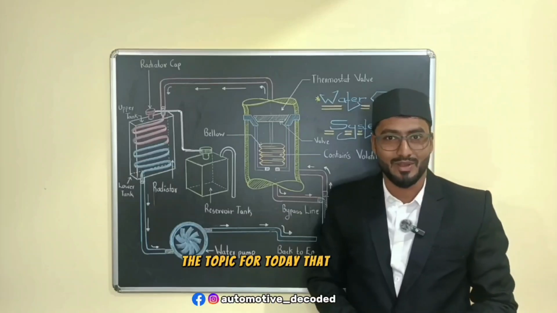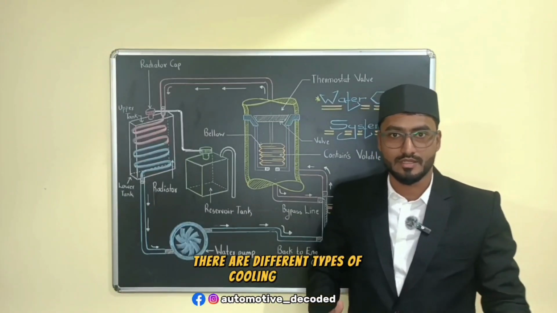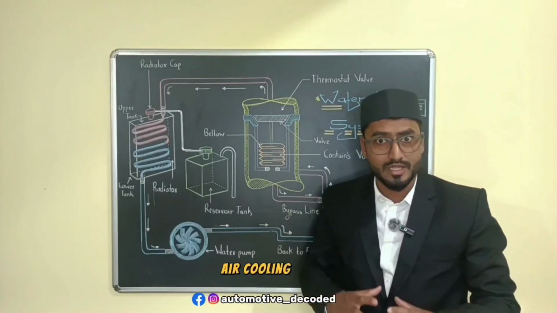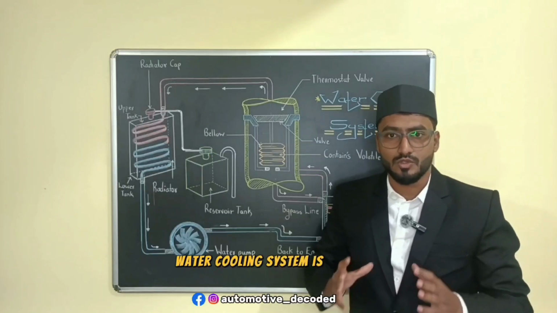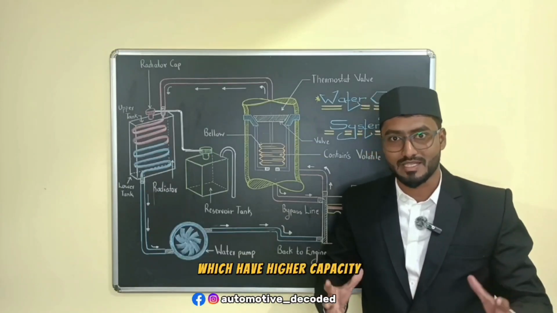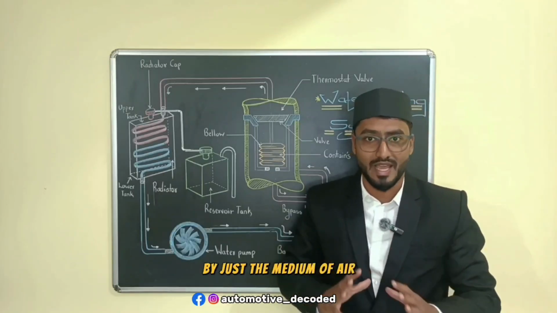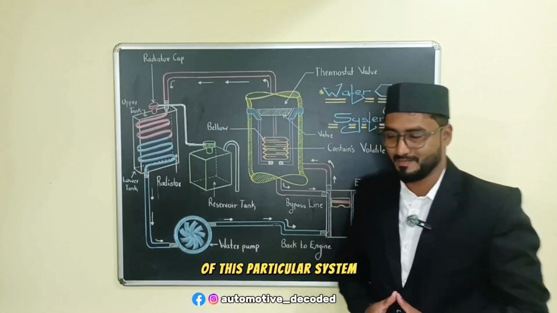The topic for today that we are going to take up is the water cooling system. Now there are different types of cooling systems like air cooling system, water cooling system, oil cooling system. Air cooling system normally uses air to cool the engine. Water cooling system is used for engines which have higher capacity and which are unable to be cooled by just the medium of air.